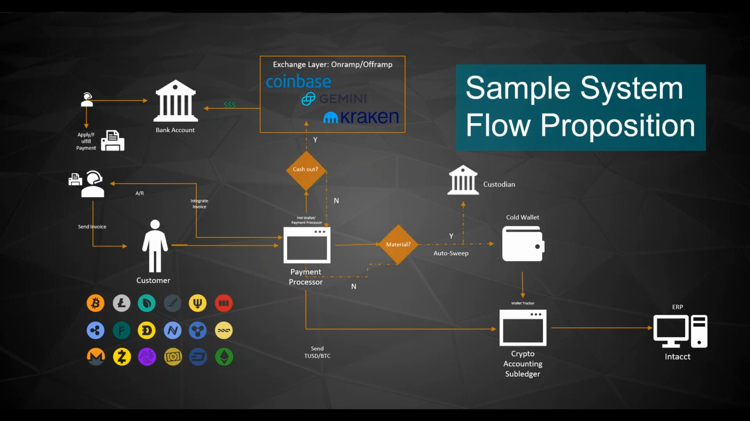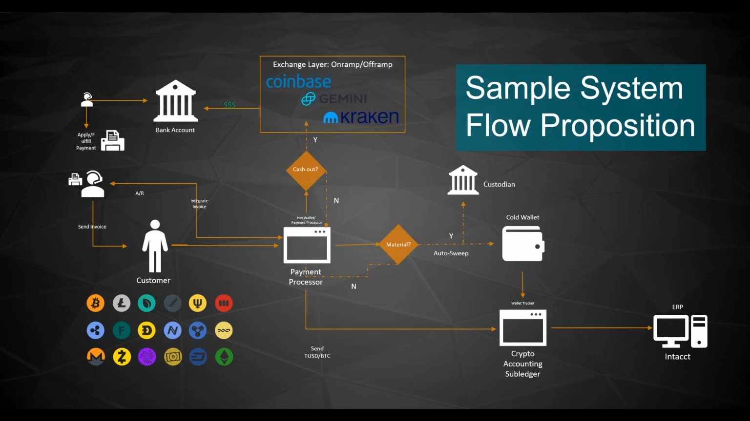What it really is, the payment processor is that ability to collect payments, and that's where it starts. And then if you want to exchange back to USD, you're going to use that exchange layer. So the on-ramp, off-ramp: Coinbase, Gemini, Kraken. And then the cash, the US dollar, is going to hit your bank account. You can automate that entire process.